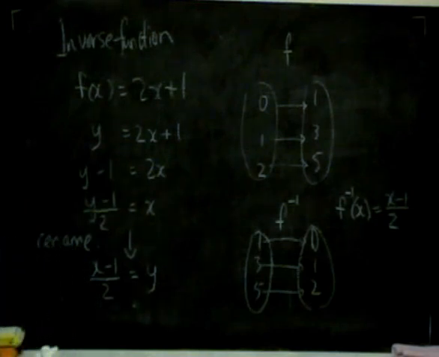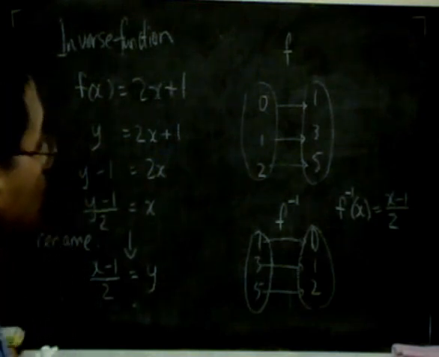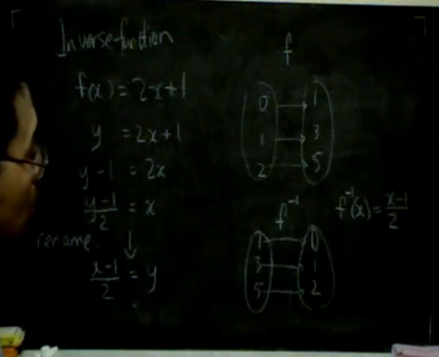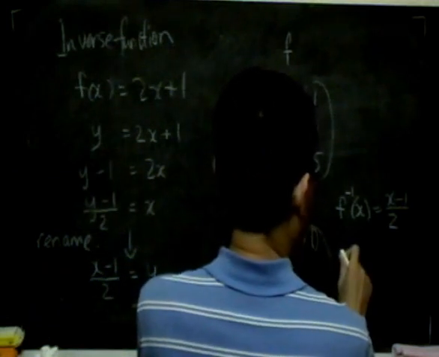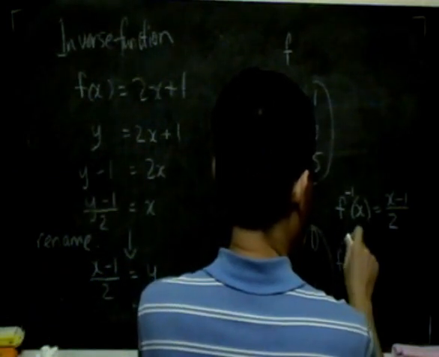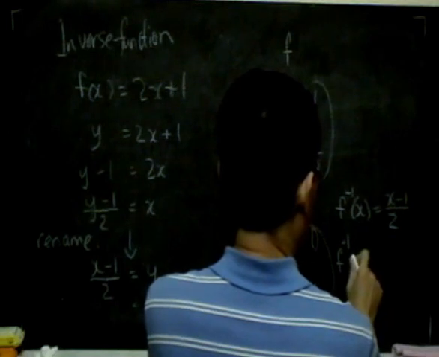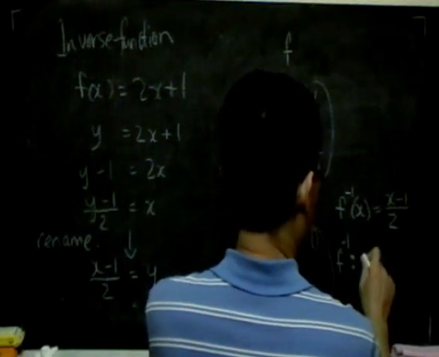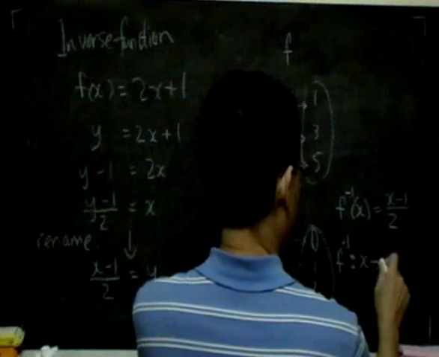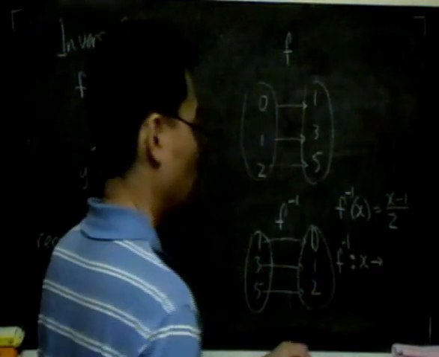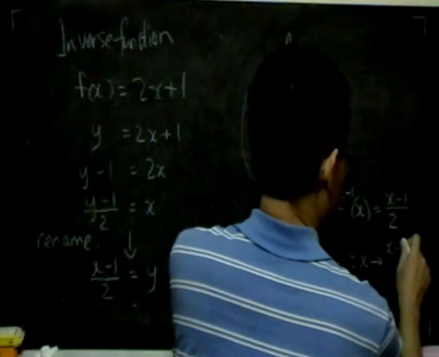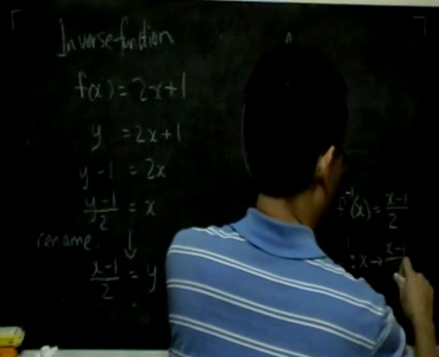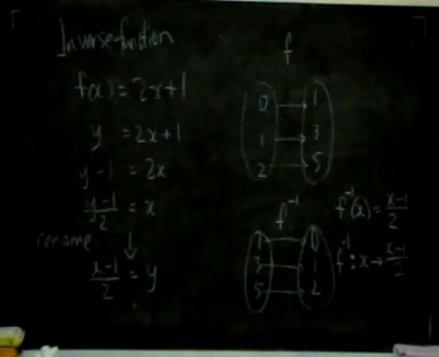And we can also write it in the other form, which looks like this: f minus 1, colon, and then followed by x, and then the arrow, and then the expression. So that's the other way to write it.